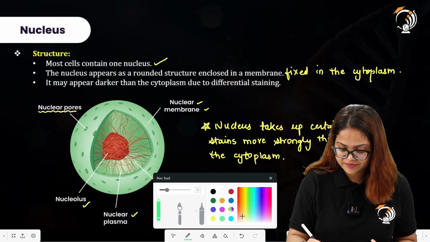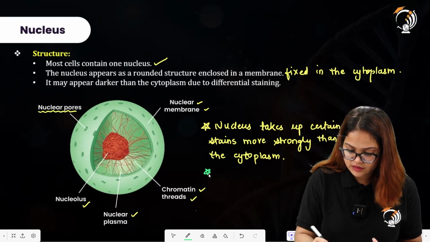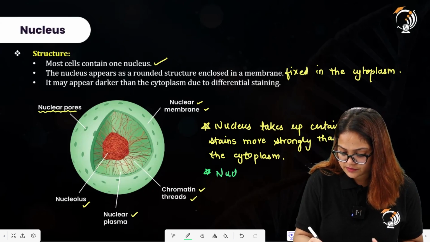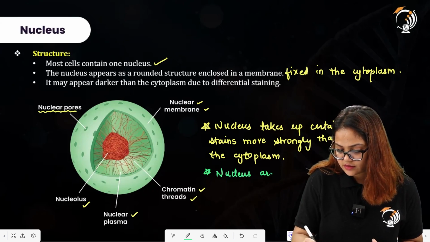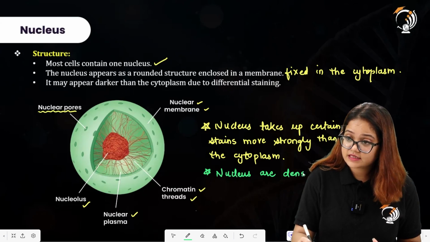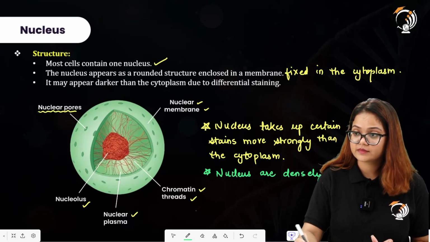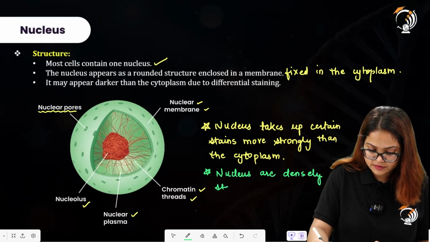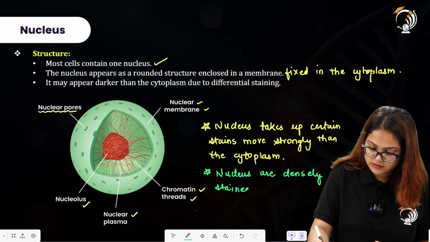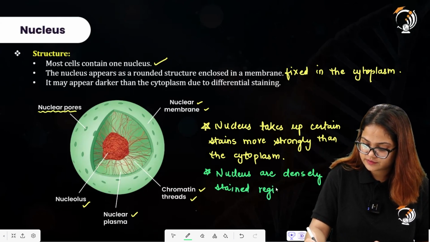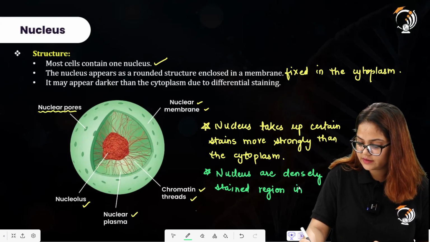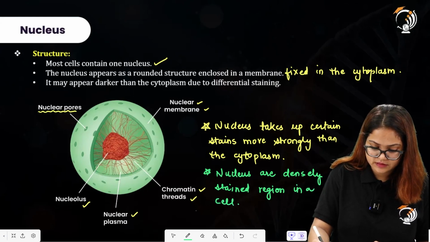So I am writing it here. Nucleus are densely stained regions in a cell.